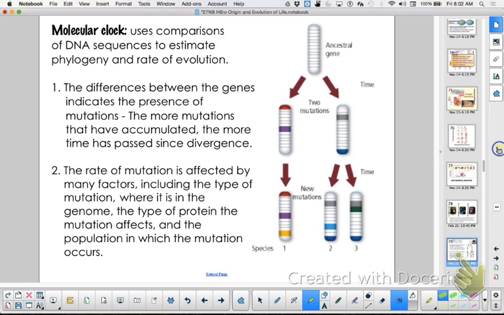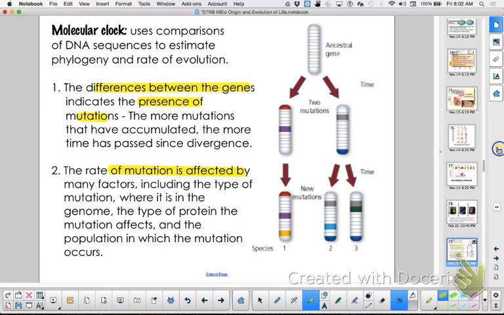The key things I want you to see here are the differences between genes. That indicates that you have a mutation. The more mutations that have accumulated, the more time has passed since divergence. And this is something you're going to be doing on Tuesday when you do your POGL. And then the rate of mutations are affected by many different factors. So take a look at your notes underneath biochemical evidence.